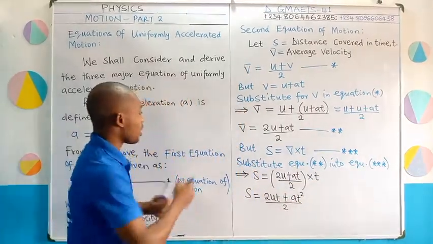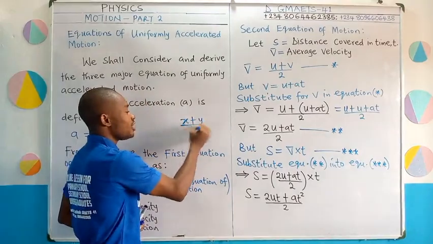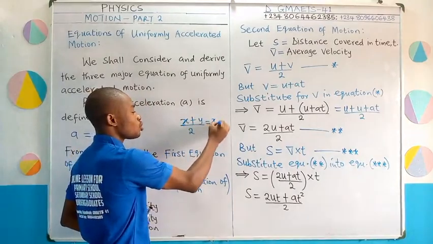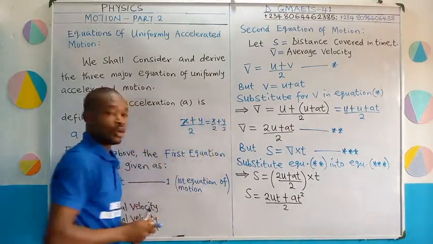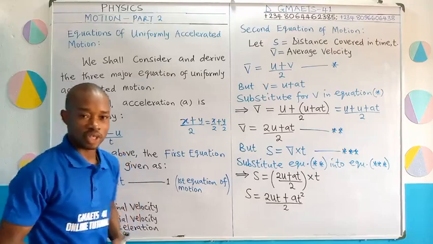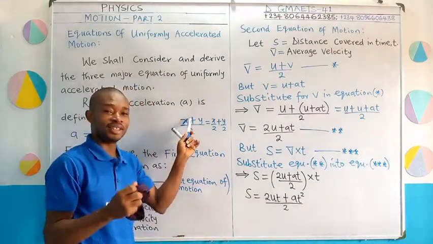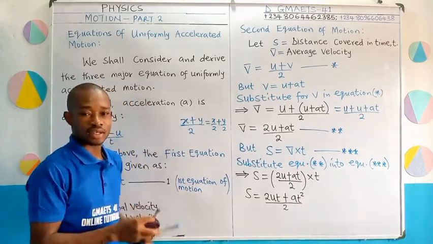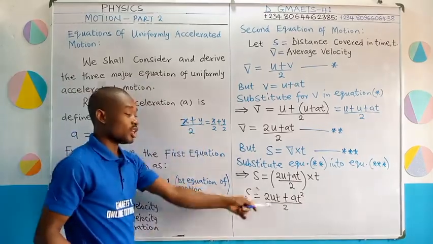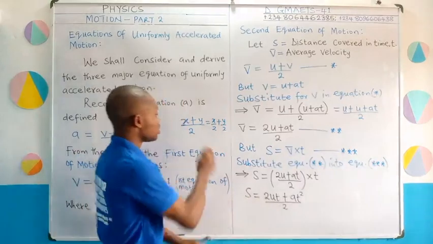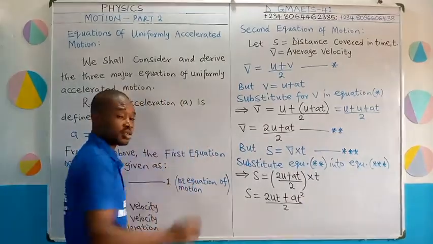Let me now show you something in mathematics. If I have x plus y divided by 2, it's the same as x over 2 plus y over 2. Which means you can split the numerator over the denominator, in the case where the numerator is combined by plus or minus. So I'm going to apply this knowledge here. You can see plus here, so I'm going to split that numerator into two parts.